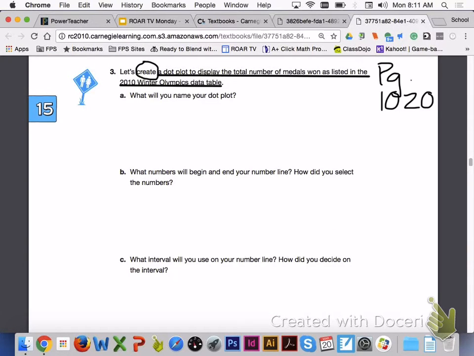Please turn to page 1022. Let's create a dot plot to display the total number of medals won as listed in the 2010 Winter Olympics data table. You will refer back to the table on page 1020. Please answer letters A through C with your group members.